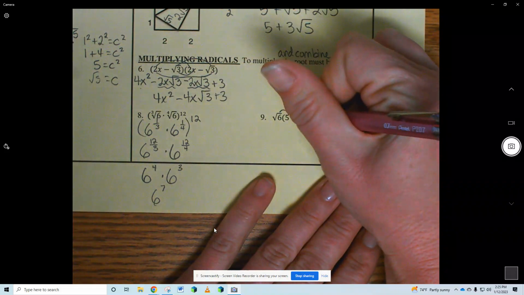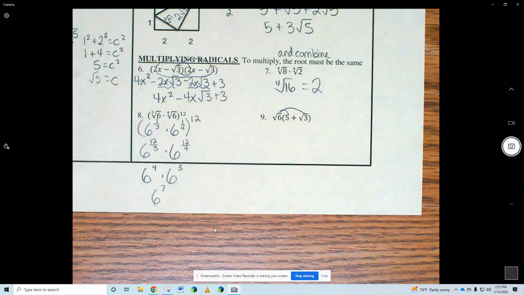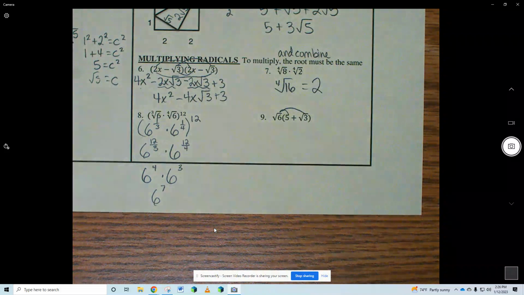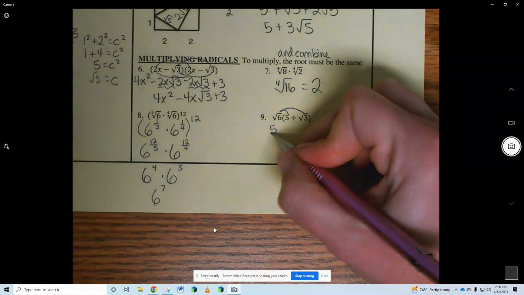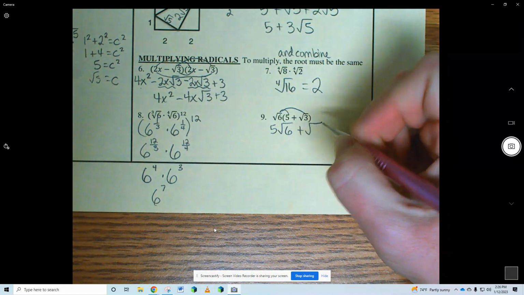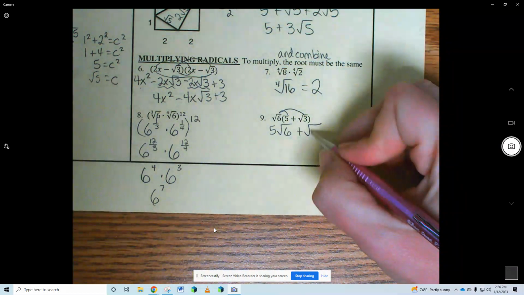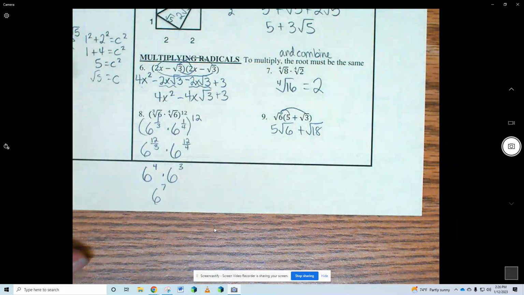Nine is totally easy. Distribute, but I can't. Well, I can do a little something. Go ahead and distribute. Okay. 5 rad 6 plus rad what? Good job. Break it up, that's rad 18.